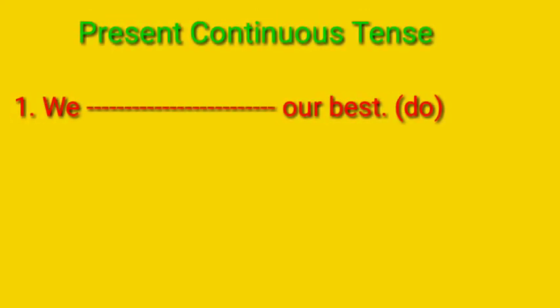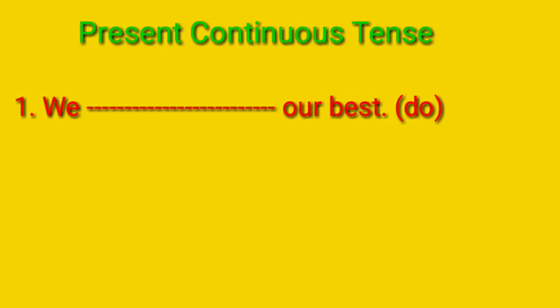Students, now let us fill in the blanks with the correct form of the verbs given in the bracket in the present continuous tense. In the bracket, the verb is given, you have to change this one into present continuous tense. The question is, we dash our best. In the bracket, do is there. Okay, you have to change this one into present continuous tense. Fill in the blanks with the correct form of the verb given in the bracket.